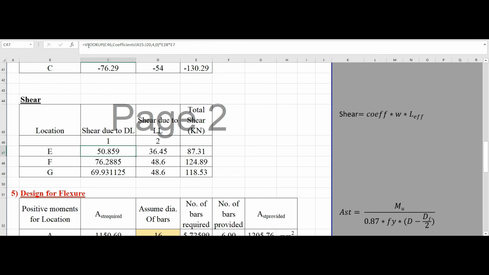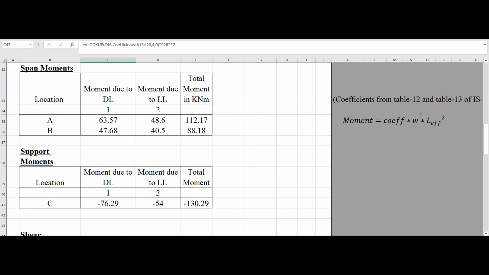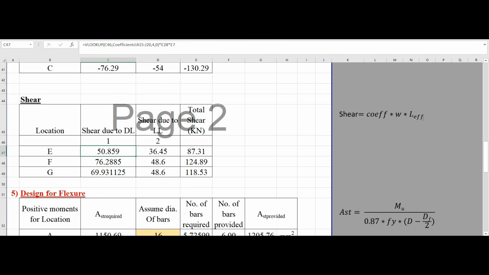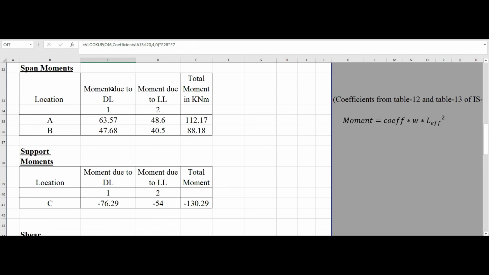We will use the same process of VLOOKUP and we will calculate the coefficient, but in the case of shear force we will multiply it by W into L, whereas in the case of bending moment we have multiplied it by W into L square, but here we will multiply it by W into L. So we will get the respective shear forces due to dead load and live load, and the respective bending moments due to dead load and live load. Then we will calculate the total moment, that is due to dead load and live load, by summing up at the respective locations.